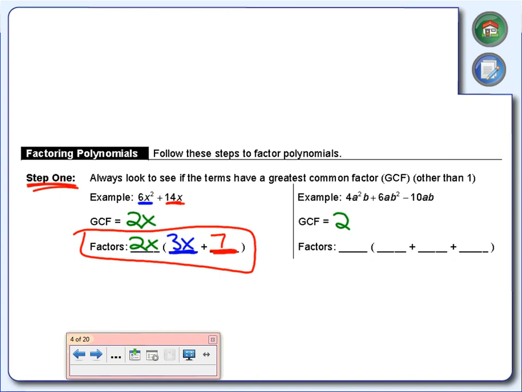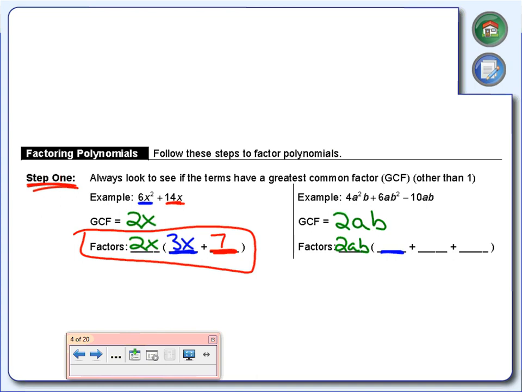They have an A, and they all have a B. So that's also going to be part of our GCF, 2AB. That right there is what's going to go outside the parentheses, the GCF. So you have found one of your factors. Now you've got to figure out what goes in the parentheses. So it's going to look just like that first example.